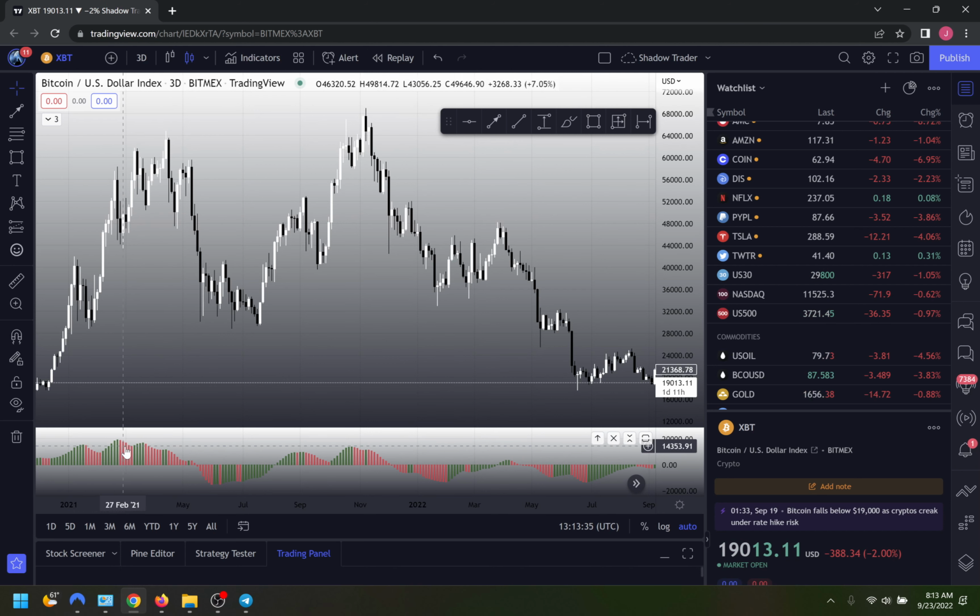I look for shorts on any time frame when we are above the balance line, the momentum, and I look for longs when we're below the balance line. And all I do is look for lower peaks or higher peaks, and that's how I know to short.